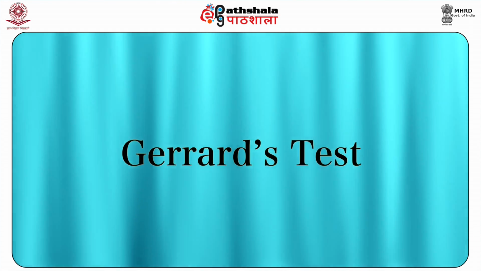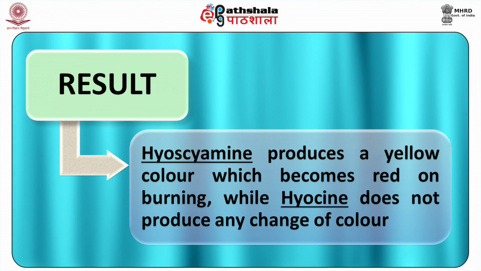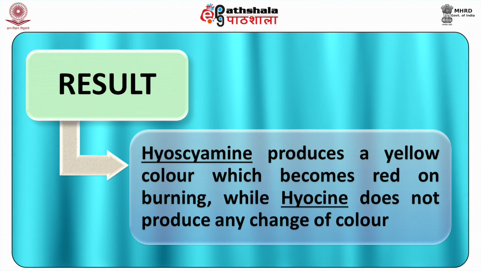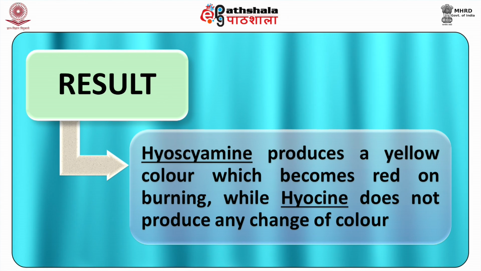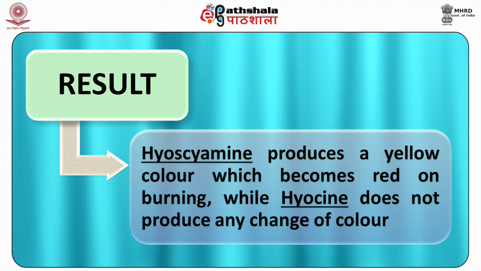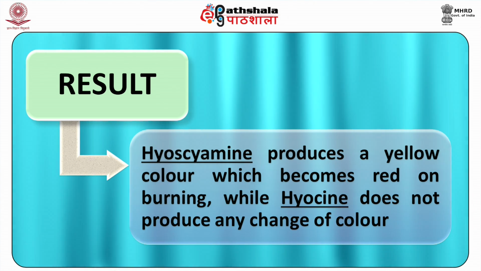Next is the Gerard's test. 1 to 2 ml of 2% mercuric chloride solution in 50% alcohol is added to a portion of residue of the extract. A red color develops immediately. Hyoscyamine produces a yellow color which becomes red on heating, while hyoscine does not produce any change of color.